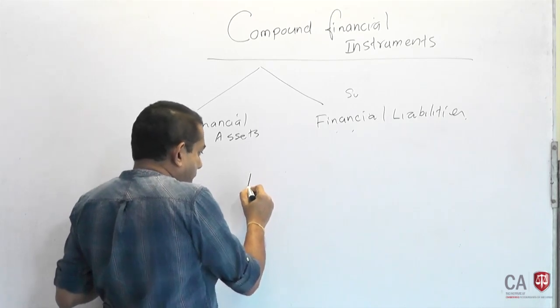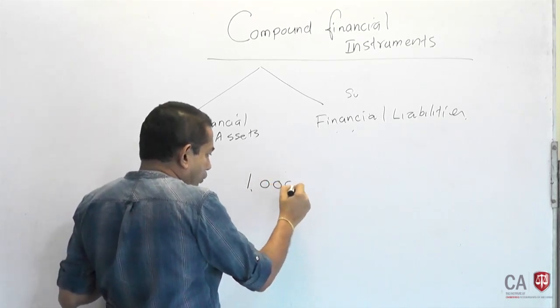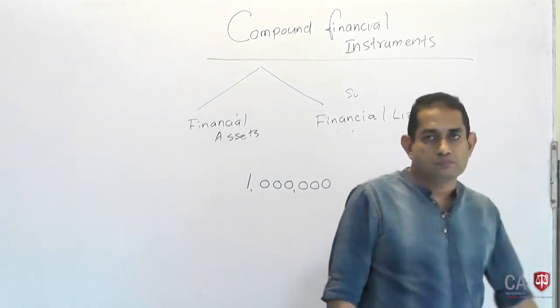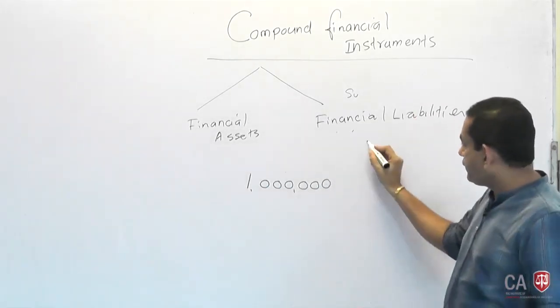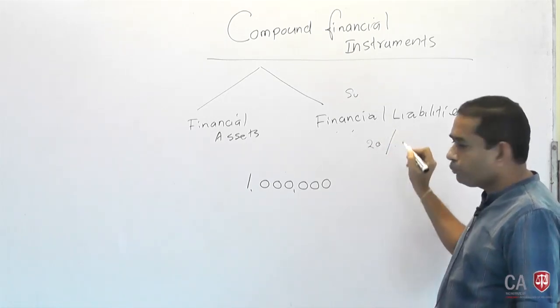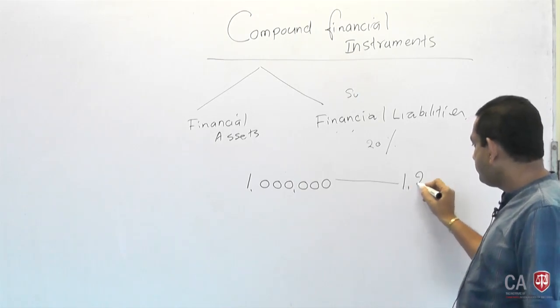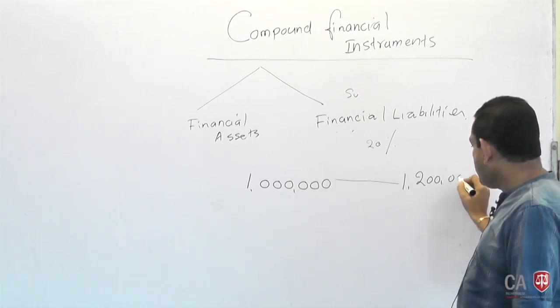Now, we will take a loan of 1 million at a market rate of 20%. How much is to be repaid? 1.2.